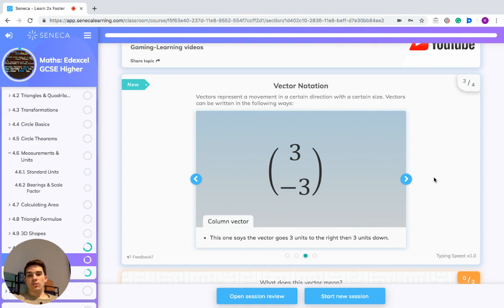Now, you can also use column vectors, and they have large brackets that go around them, and you have basically one number on top of the other. So you might have something like 3, 2. So 3 on top, 2 on the bottom, and what that tells us is it's going 3 to the right and 2 up.